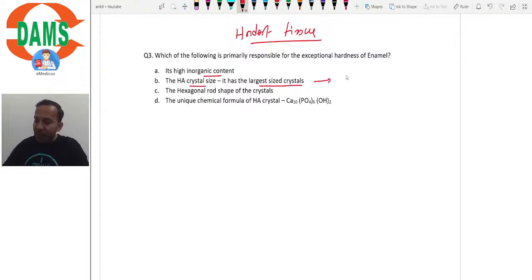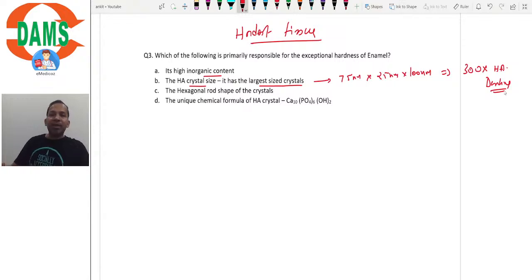We know that the size of the hydroxyapatite crystal in enamel is approximately 75 nanometers by 25 nanometers by 100 nanometers, and it is approximately 300 times the size of the hydroxyapatite crystal of dentine. So as compared to the crystal of dentine, it is approximately 300 times larger.